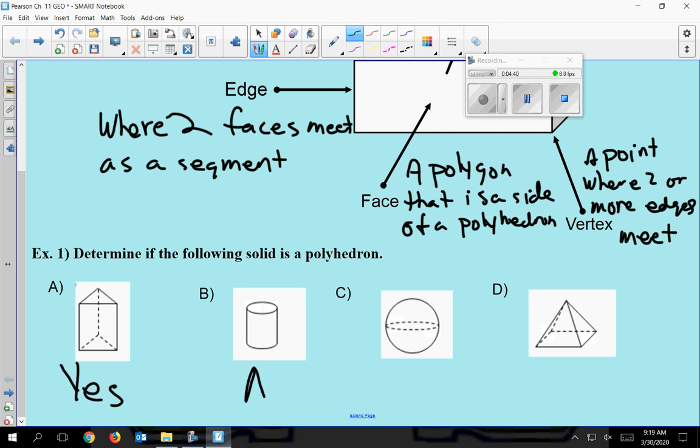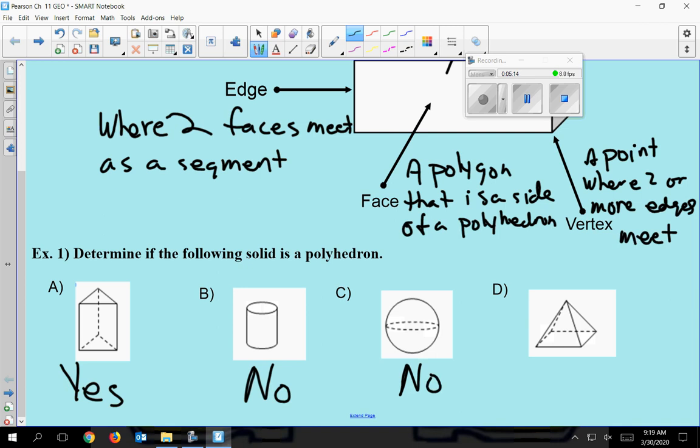But an interesting thing, we'll talk about this later. This is called a cylinder, and if you think of it like a can of soup, and you buy a can of soup and take the label and slice it down its length and peel it off the can, you get a rectangle. So we're going to use that when we talk about cylinders a little bit. C is a sphere, and it does not have many sides, so that's a no.